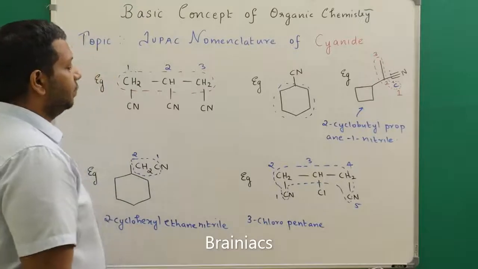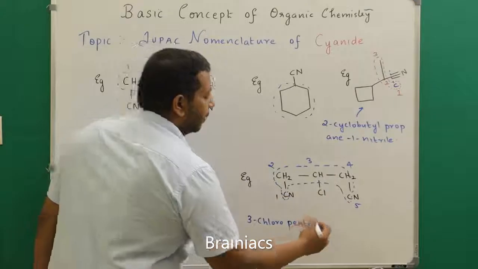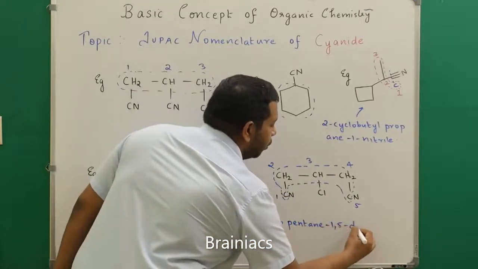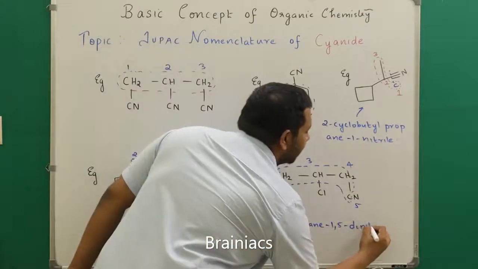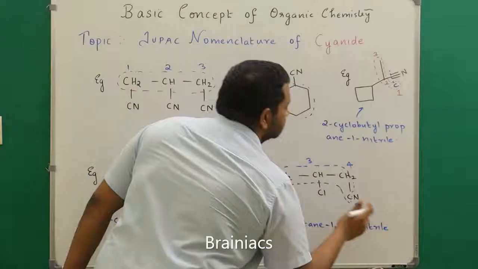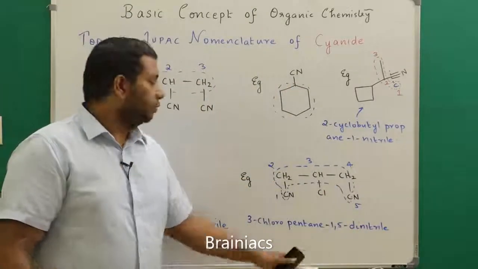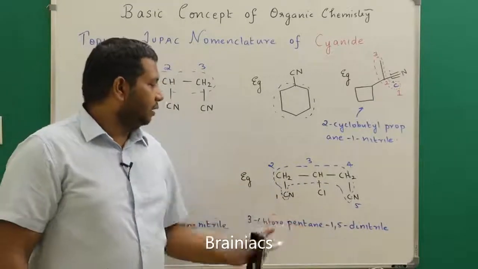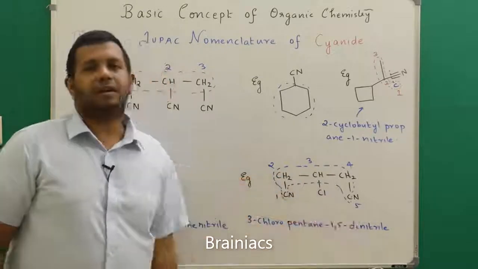Then I know that at positions 1 and 5 you have nitrile. So pentane 1,5, both are the same, so we use the term dinitrile. Since 2 are there and these 2 are similar, we use the term dinitrile. So 3-chloro-pentane 1,5-dinitrile.